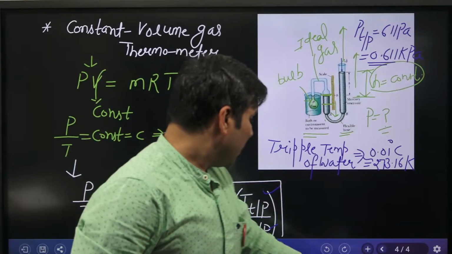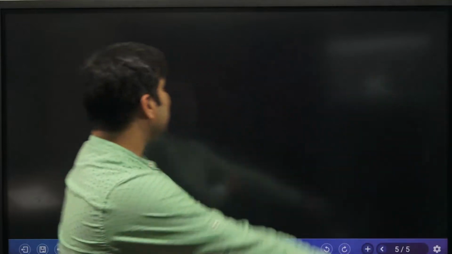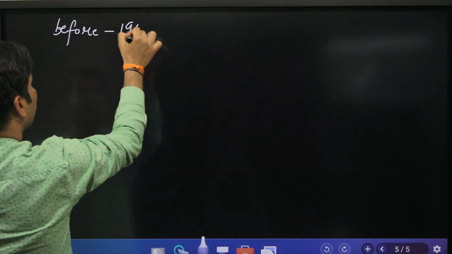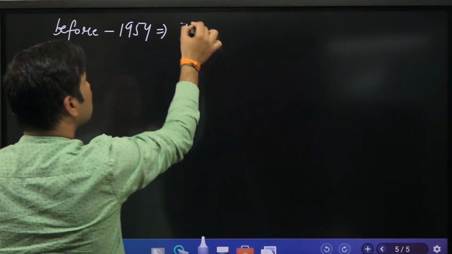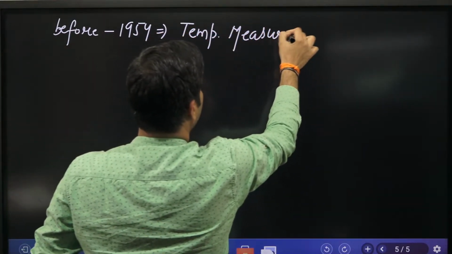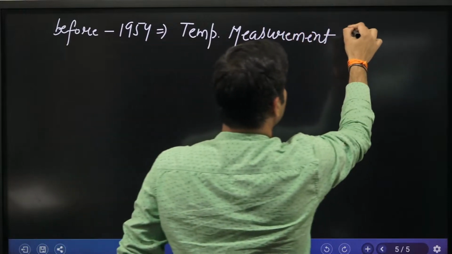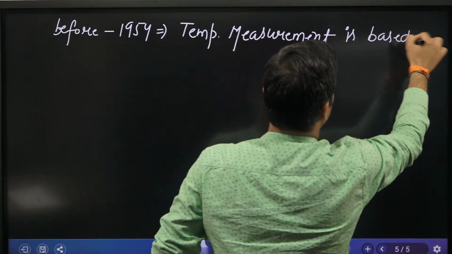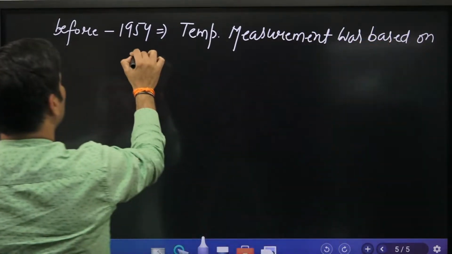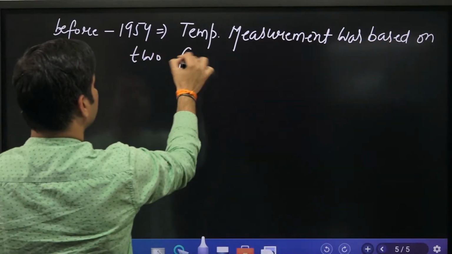Sandeepan is asking why we are taking the triple point. Guys, if you go back in history, you will find that before 1954, temperature measurement was based on two fixed temperatures.